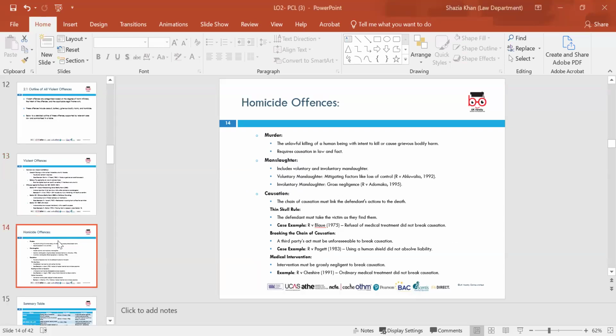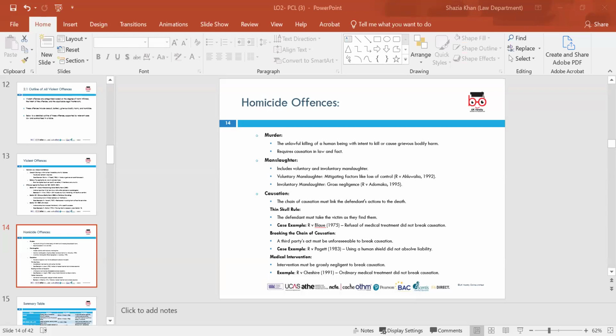And we've got homicide offences. Homicide is the killing of one person by another. In England and Wales, homicide offences include murder, which is a common law offence that can be modified by statute. You've got manslaughter, common law that can be modified by statute, but it's involuntary and voluntary. For voluntary manslaughter, you've got the case of mitigating loss of control, the famous case of Ahluwalia, 1992. Involuntary manslaughter, gross negligence, is the case of Adomako, 1995.